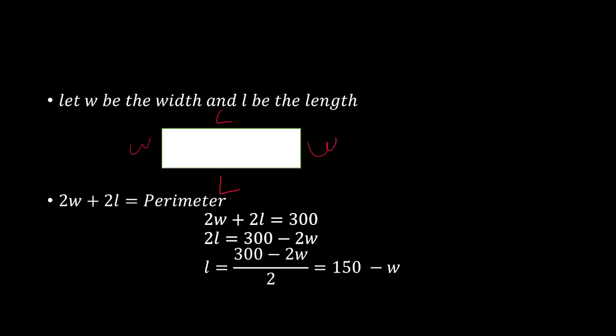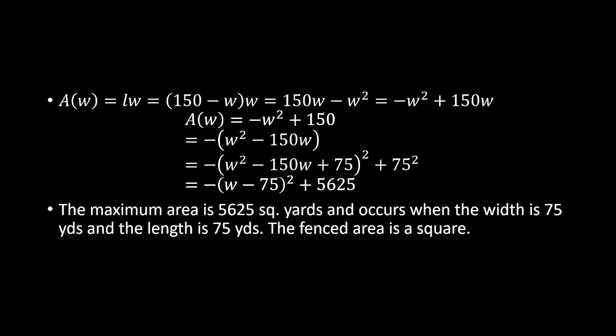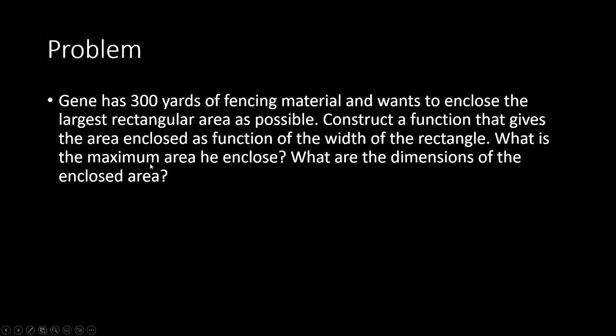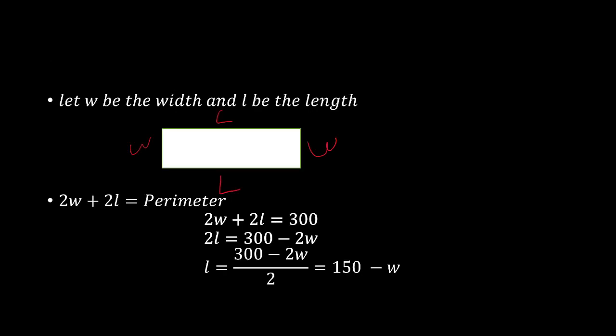So let W be the width and L be the length. So you have right here a rectangular shape, 2 L's and 2 W's. And the perimeter of any rectangle is 2 times W plus 2 times L. So we know that the entire area he is enclosing, he has 300 yards of fencing material. The perimeter is 300. So we put L as a function of W. So 300 minus 2W, divided by 2, is 150 minus W.